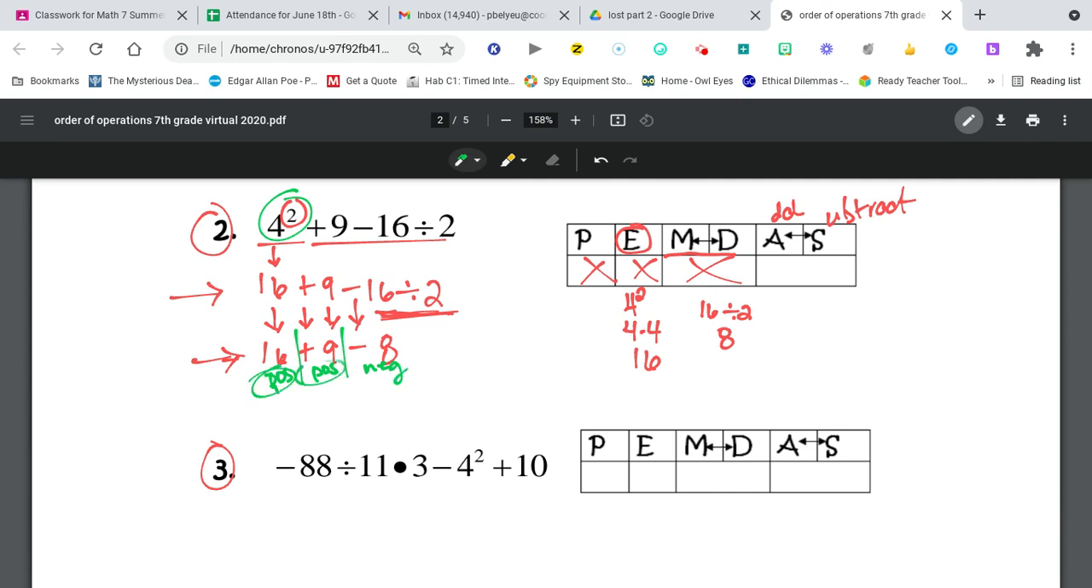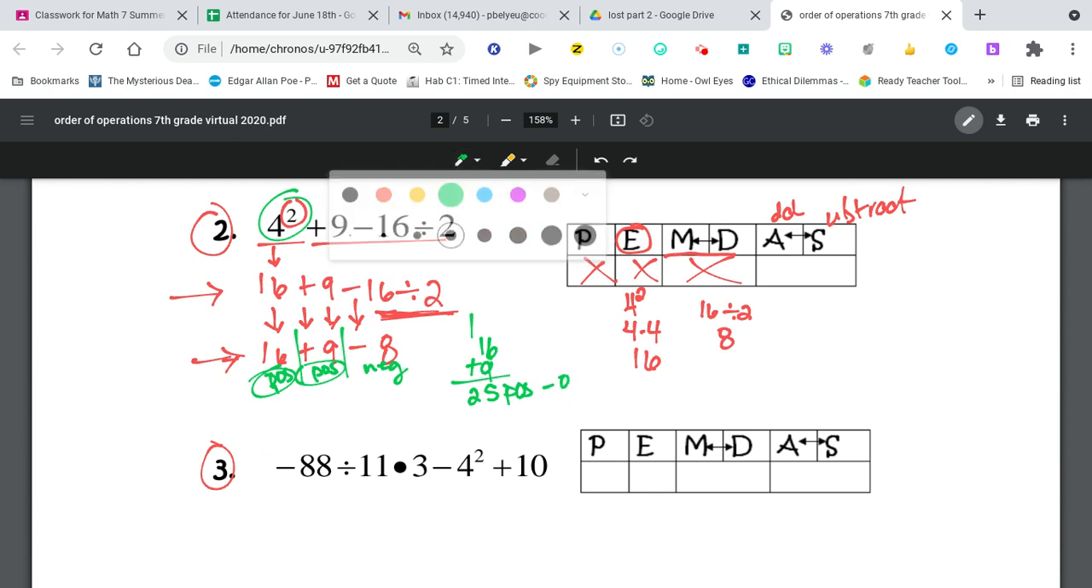I'm going to take these two that are positive and add because they're the same sign. 16 plus 9 is 25, so I get 25 positives, but I still have 8 negatives. And let me erase something. I'm going to write it like this. I still have 25 positives, but it's minus 8. Okay, it's regular subtraction, or you can say that different sign so I can subtract.